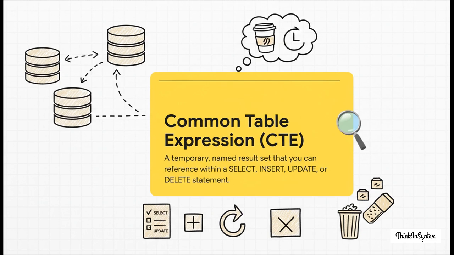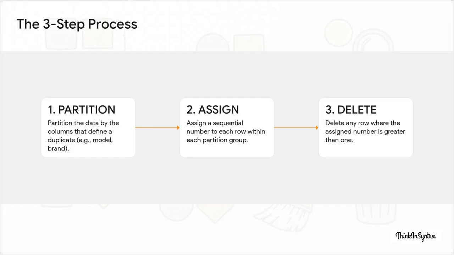Why is that so great? Because it lets you break down really complex problems into simple, readable steps. And for what we're doing, that is exactly what we need. The whole process is basically a simple 3-step recipe. Step 1, we partition the data. That's just a fancy way of saying we group it by the columns that are duplicated. So for us, that's model and brand.